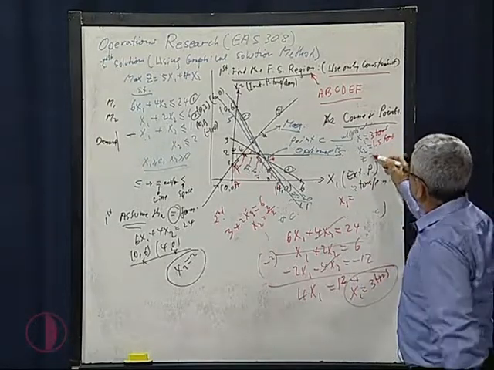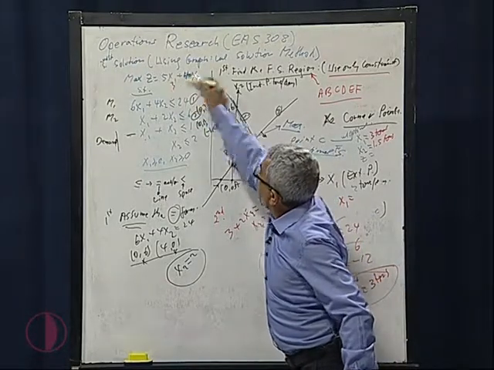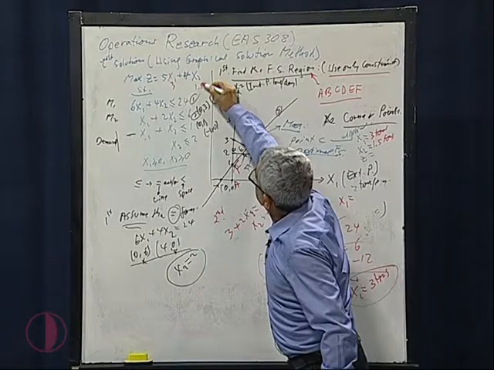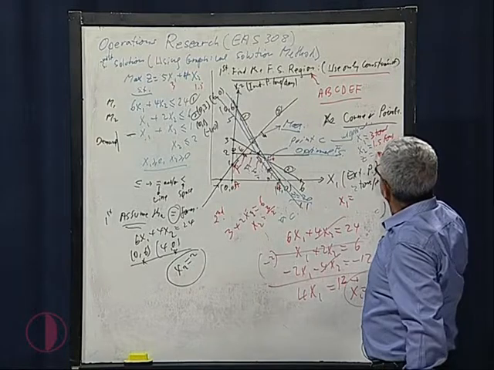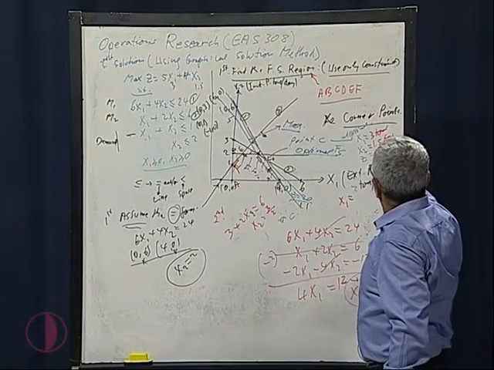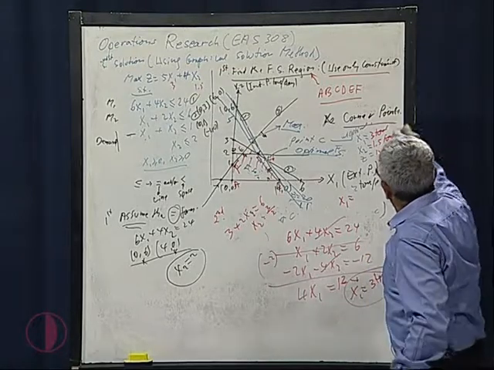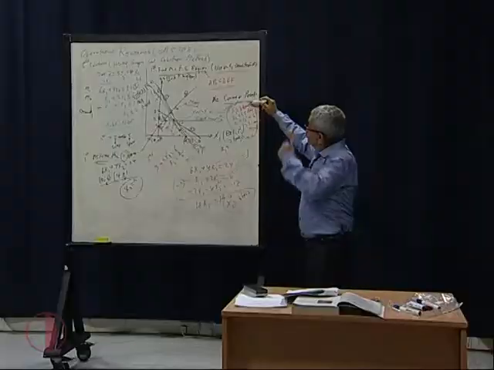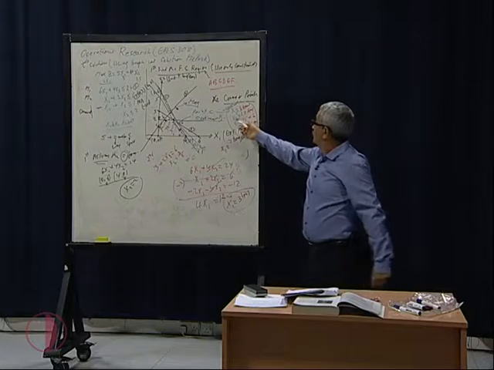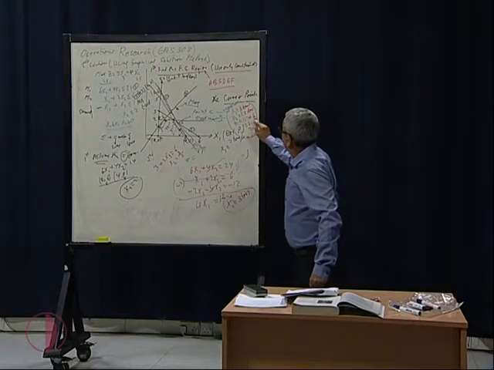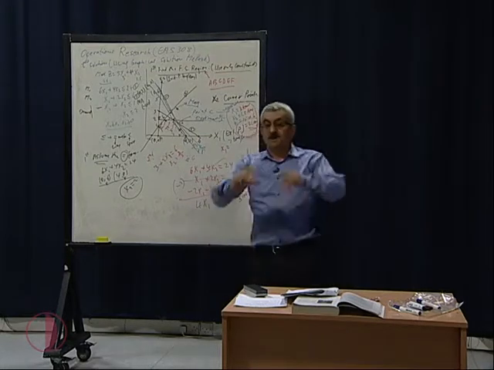If we put these in our objective function, 5 multiplied by 3 and 4 multiplied by 1.5, we get 15 plus 6, which is $21,000. That is the optimal solution. It means that we have to produce 3 tons of exterior paint and 1.5 tons of interior paint, and our profit will be $21,000. That is the optimal product mix.